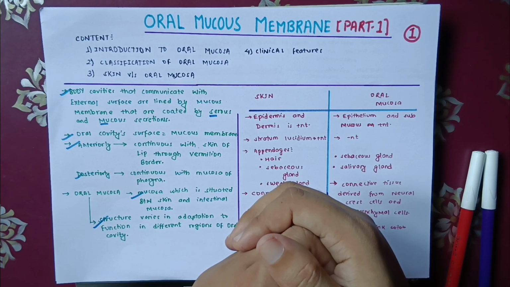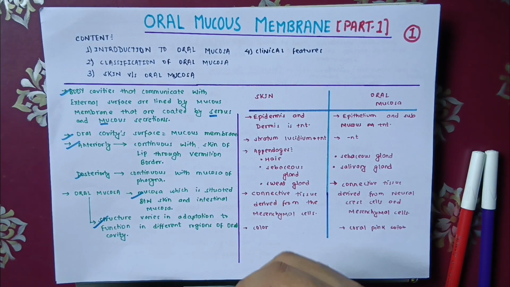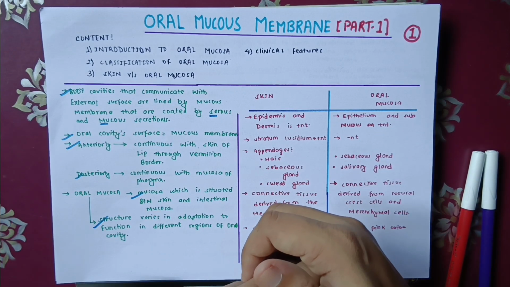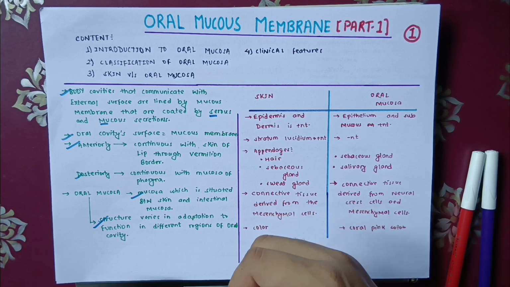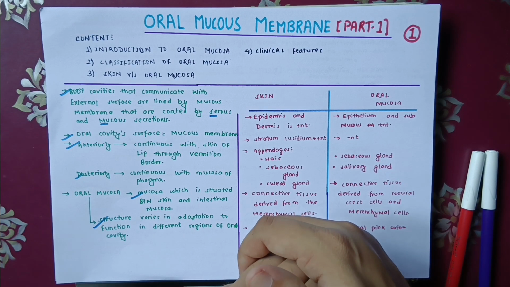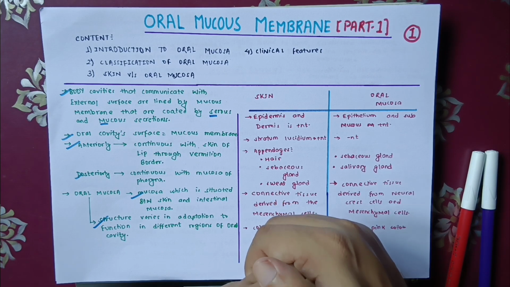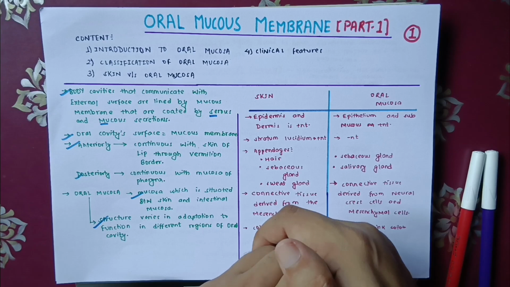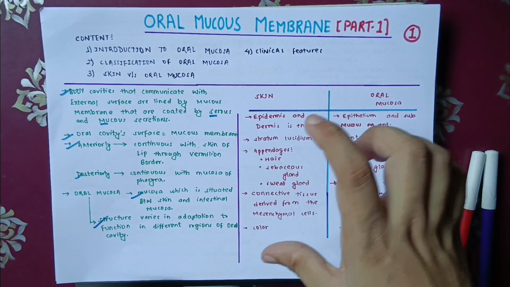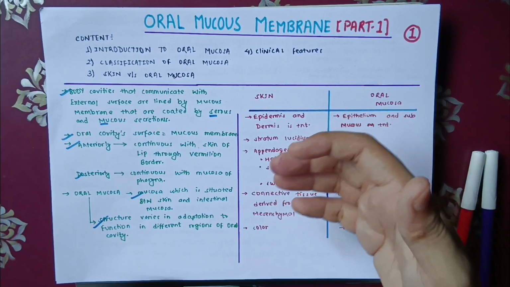So this is the first video of the oral mucous membrane, and in this video we will just be discussing the introduction to the oral mucosa. Okay, oral mucous membrane or oral mucosa. This chapter is one of the biggest chapters of dental histology, and it is also the most important chapter in dental histology. So you have to learn this chapter very well, and I have prepared proper notes for this chapter that I will be discussing in the videos.